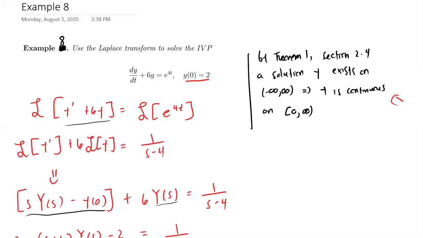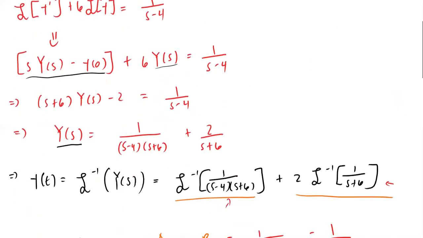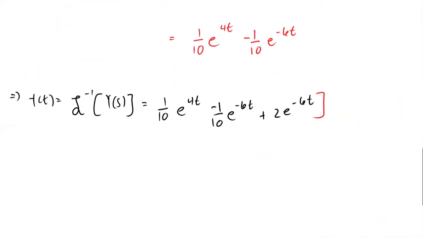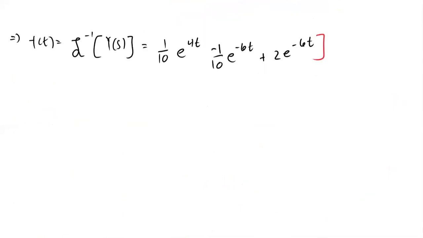So for us in this class, to justify taking the Laplace transform of this initial value problem, it's enough to either use theorem 1 in section 2.4 if it's first order linear, or use theorem 1 in chapter 4, which is the generalization of this theorem for higher order linear ODEs. So those were the two ways of justifying this work. Other than that, it was pretty straightforward.